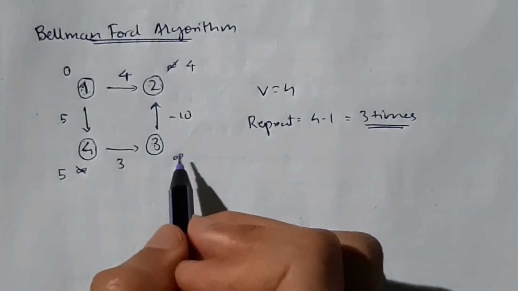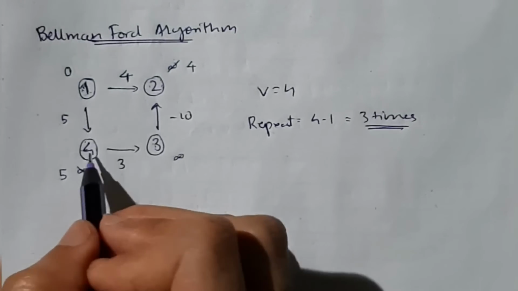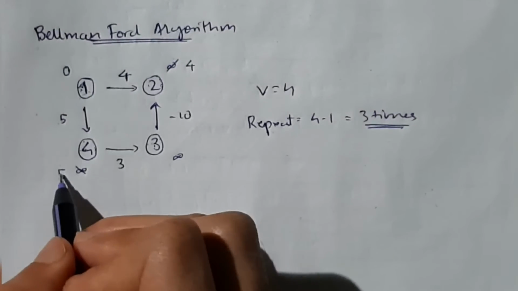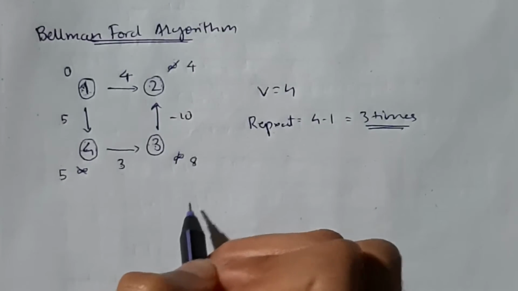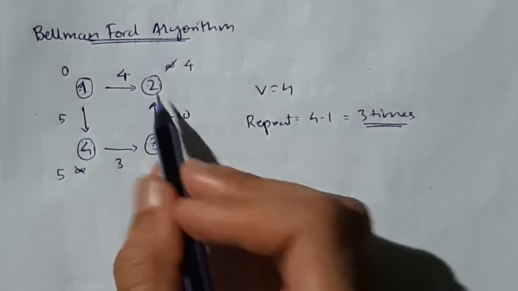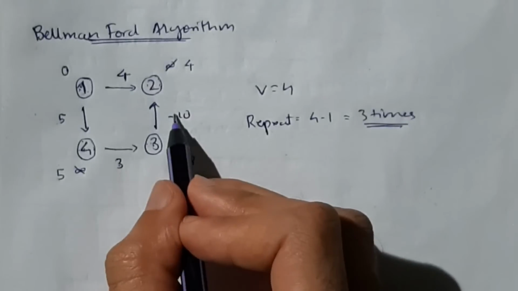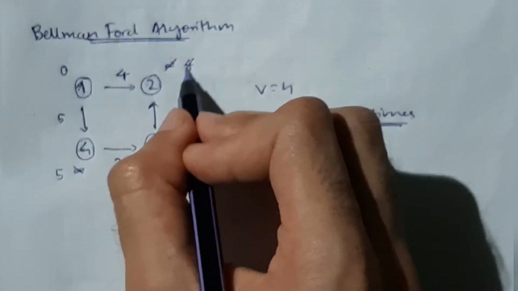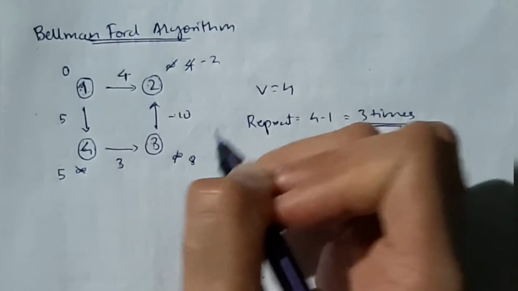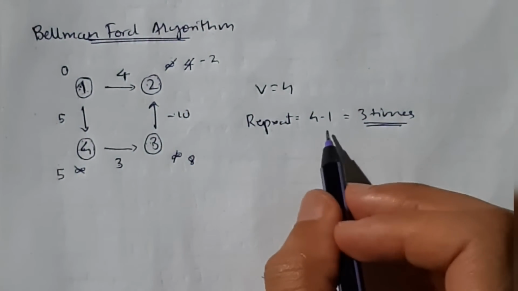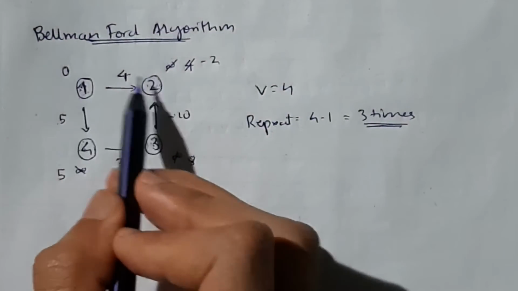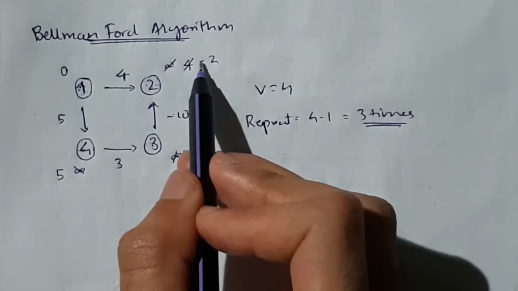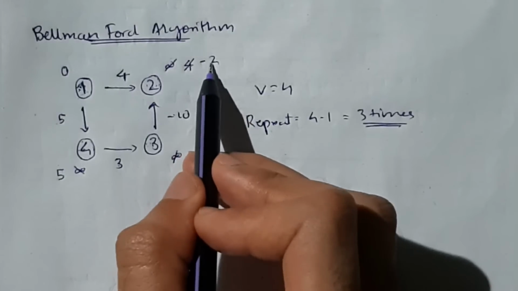And this edge from 4 to 3, what is the distance here? Till 4 it is 5, and from 4 to 3 it is 5 plus 3, which is 8. 8 is less than infinity, I'll be writing 8 here. And from 3 to 2 it is 8 minus 10, which is minus 2. It is less than 4, I'll be writing here minus 2. So one time it is over. Okay, again I'll be doing the same thing. From 1 to 2 it is 4, but it is more than minus 2, so I'll be keeping it as such.